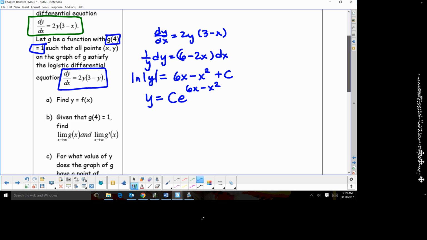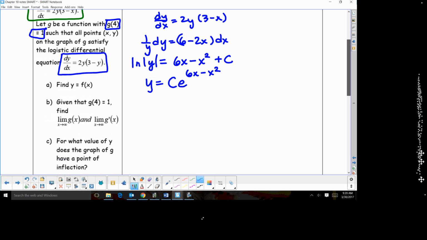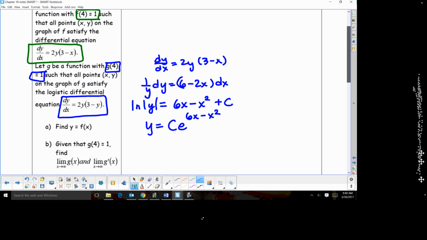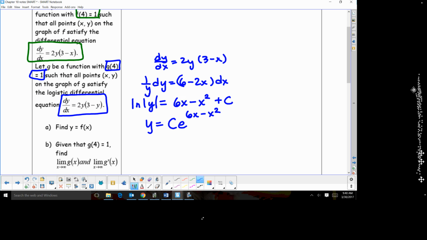Are you plugging in your value, solving for C? They gave you, do you not have your notes? We're on F. So F of 4 is 1.